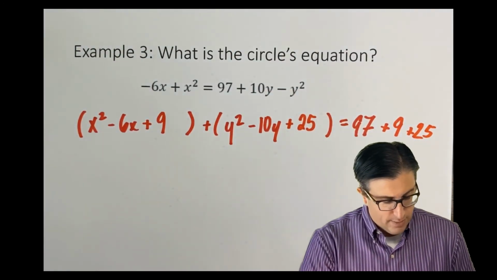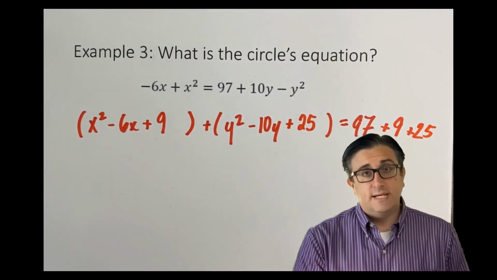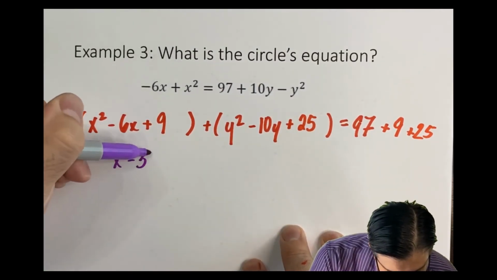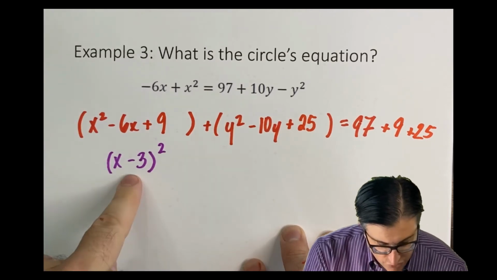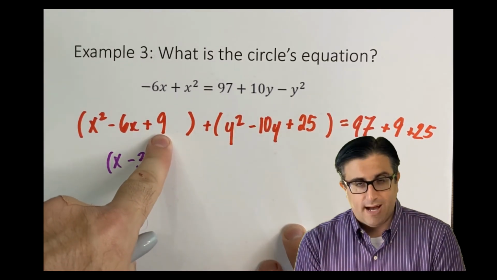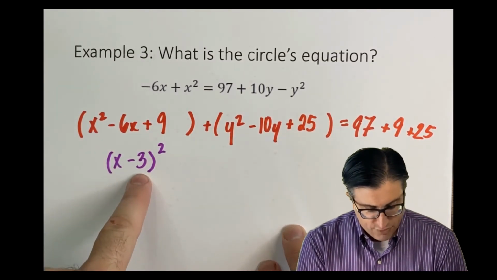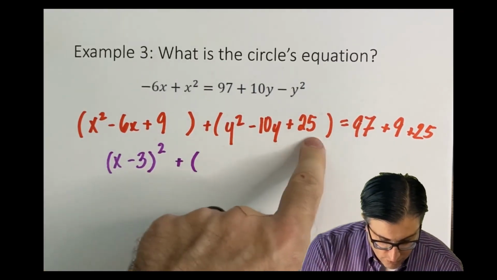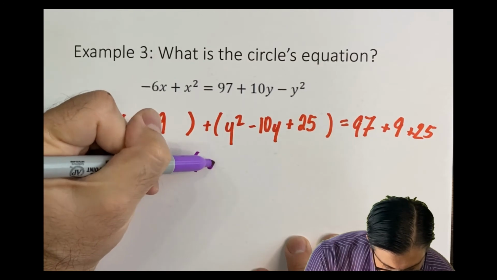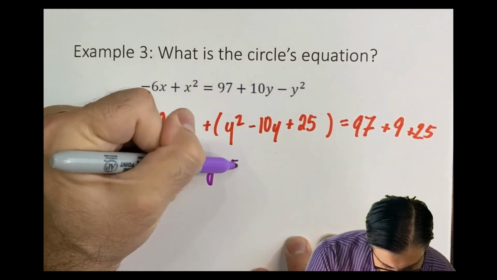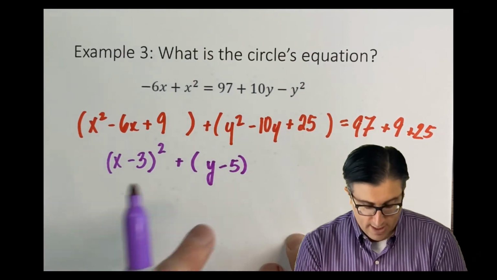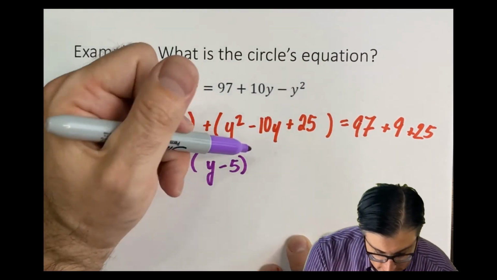Now let's clean this up. X squared minus 6x plus 9. That means it's (x minus 3) squared this time. Negative 3 times negative 3 is positive 9. Negative 3 plus negative 3 is negative 6. This equation needs to be broken down into (y minus 5), because negative 5 times negative 5 is positive 25, and negative 5 plus negative 5 is negative 10.